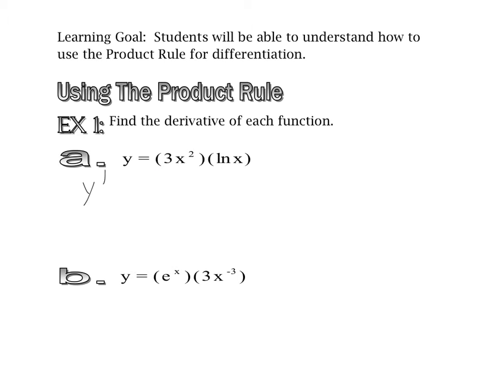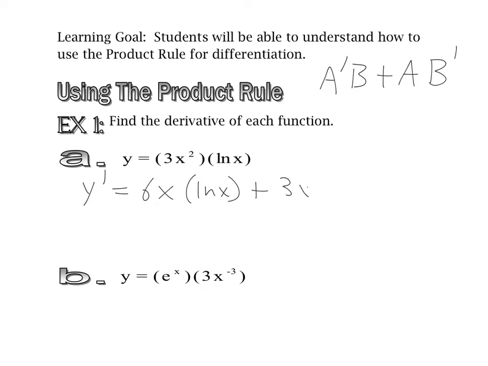So I know that it's going to be, I'll write the pattern up here. Remember, the derivative pattern of the product rule is basically this. Derivative of the first times the second plus the first times the derivative of the second. So the derivative of the first, well, that's easy. 3x squared, that's just simply 6x. And then I'm just going to multiply that by ln of x plus the first times the derivative of the second. The second is ln x, so the derivative is 1 over x.